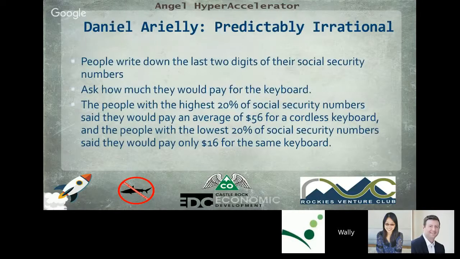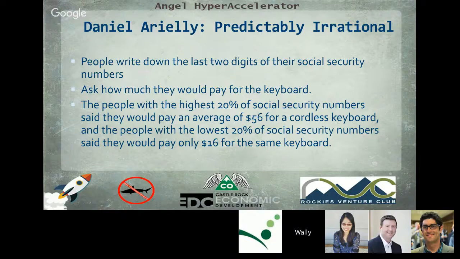In this book, Predictably Irrational, Daniel Ariely has a really cool experiment to show how, when people are thinking about the values of things, a lot of irrational factors unrelated to the actual value of the thing can come into play. And so this is important to understand when you're negotiating a deal.